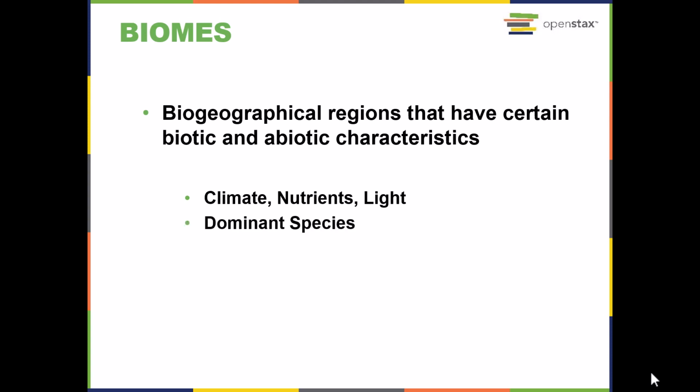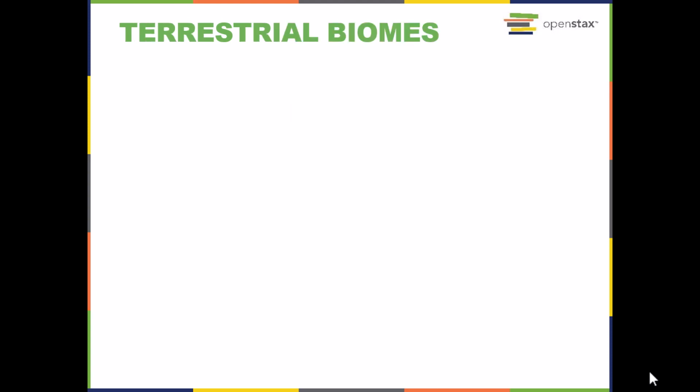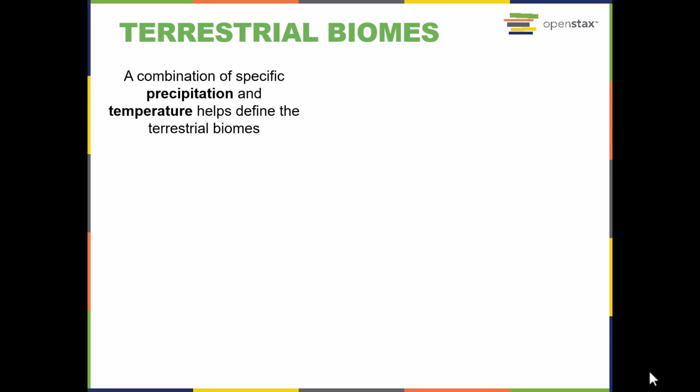And when we look at the biotic components, we typically have dominant types of species. So we might talk about a grassland, and clearly we have dominantly grasses there. So we can recognize some major areas across Earth and classify them into these distinct biomes. First, we will take a look at terrestrial biomes. We can define 8 different terrestrial biomes based on a combination of precipitation and temperature.